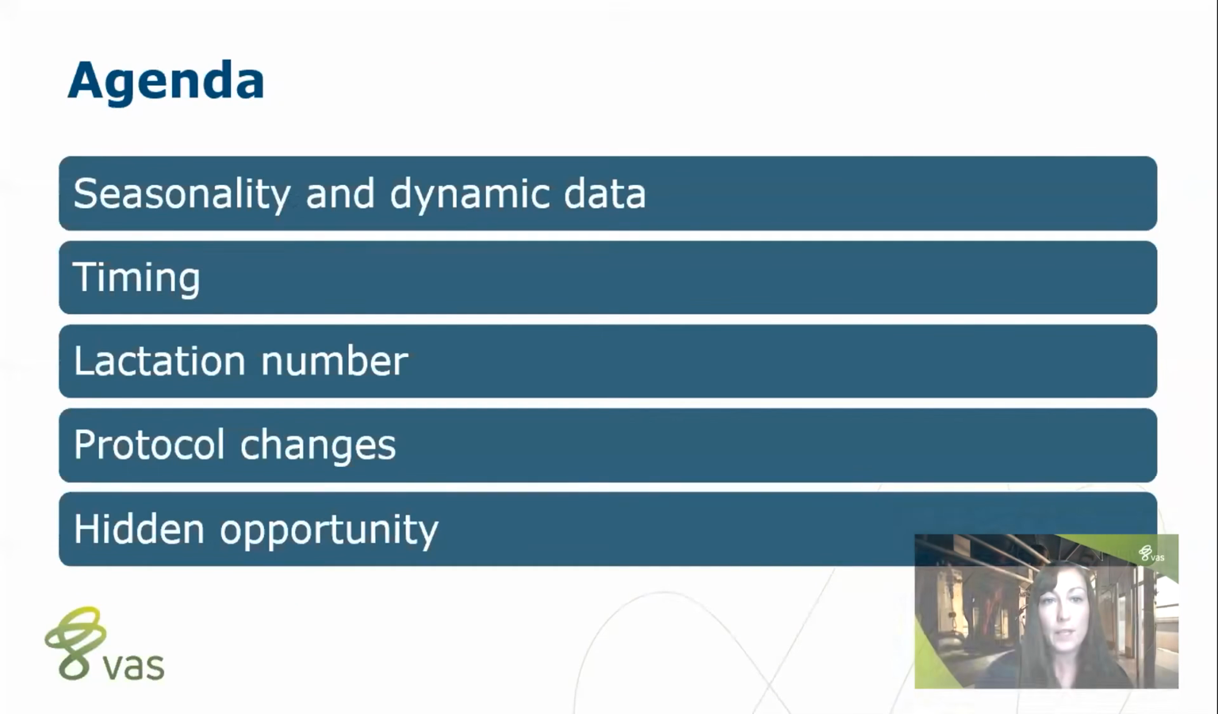When I explore KetoMonitor on farm, there's kind of 5 different ways that I start to look at this data. So the first would be seasonality and the fact that ketosis is really dynamic in numerous ways. But then digging deeper into timing, lactation number, protocol changes, and then my favorite would be hidden opportunity. So how can we utilize KetoMonitor to uncover opportunity that we didn't even know about because of our current protocols for testing for ketosis?